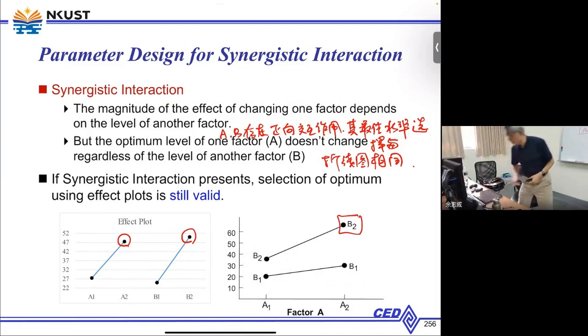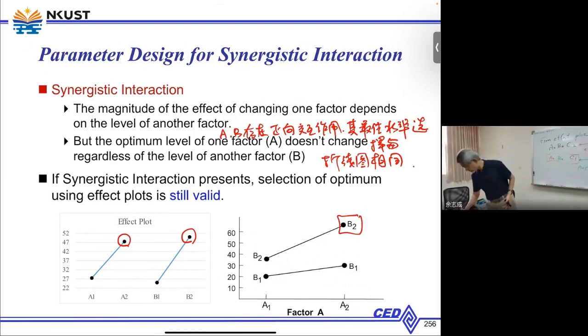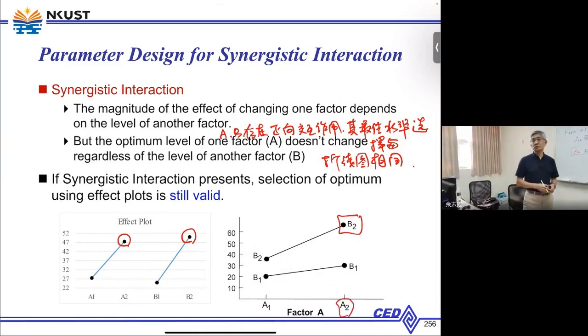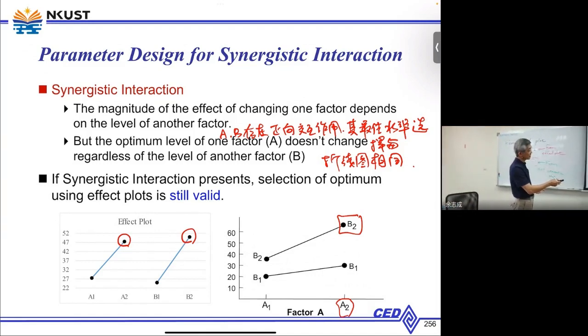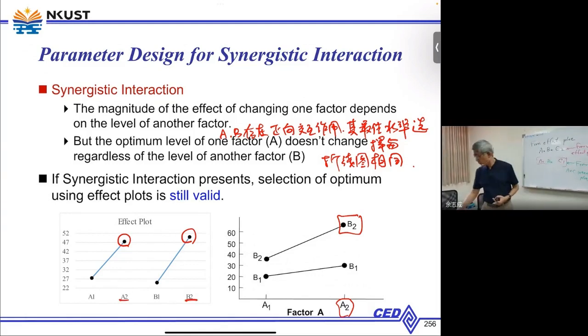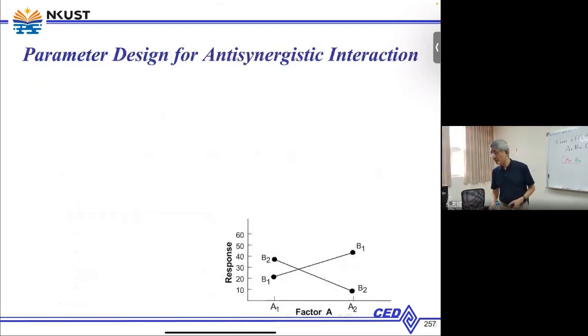And this combination is B2 and A2, right? There are 4 combinations for AB, for 2 level factors. And here, the best combination from the interaction plot will be A2, B2, which is the same as the effect plot. Well, I believe you will know what I'm going to say next.